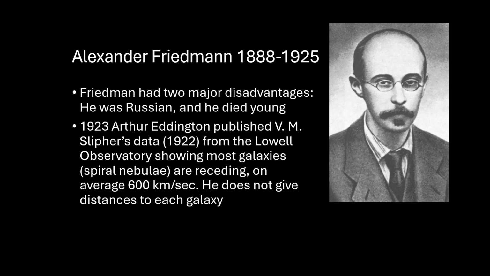By 1923, Arthur Eddington has published Slipher's data from the Lowell Observatory showing most galaxies, which at the time were thought of as spiral nebula, are receding on average 600 kilometers per second. He doesn't give distances to each of these galaxies, so he doesn't get the Hubble relation.